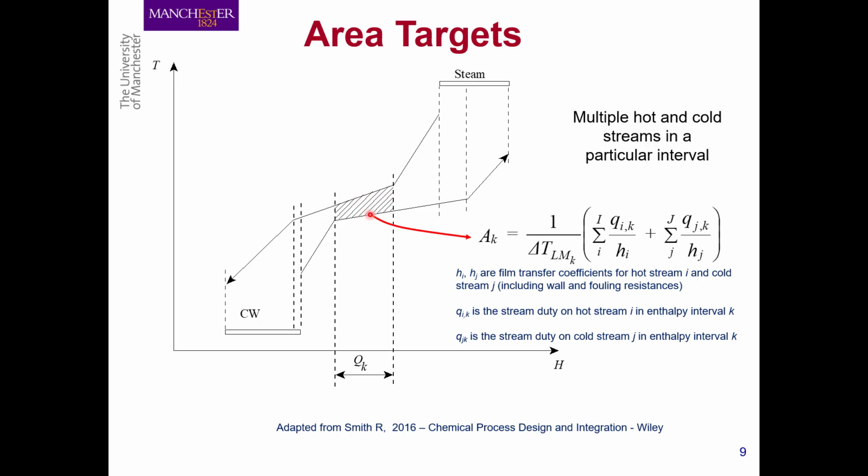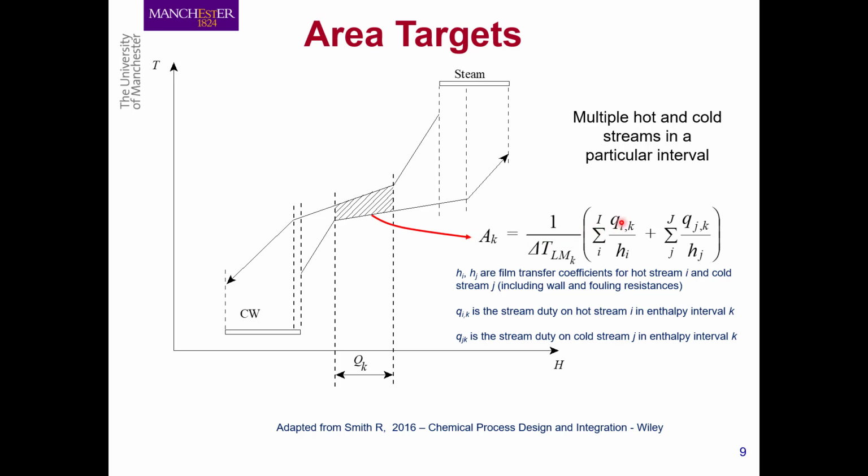but because we have multiple hot streams and cold streams present in this interval, because if you remember, we draw this composite curve by looking at all the streams involved in a particular temperature interval. So this composite hot stream represents all the hot streams available in this particular temperature interval, and similarly the bottom curve represents all the cold streams present in this temperature interval.